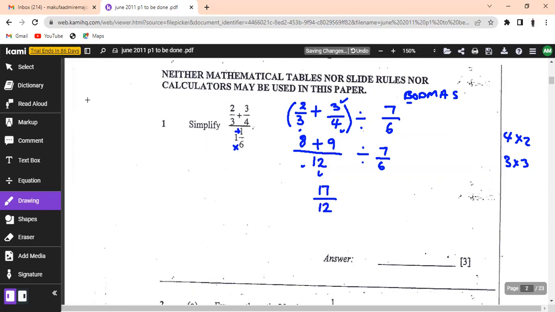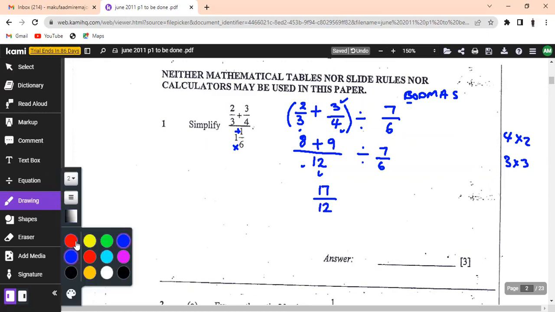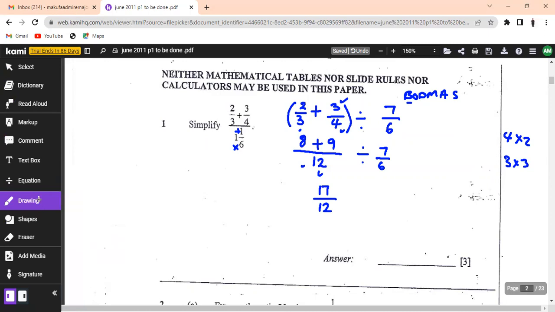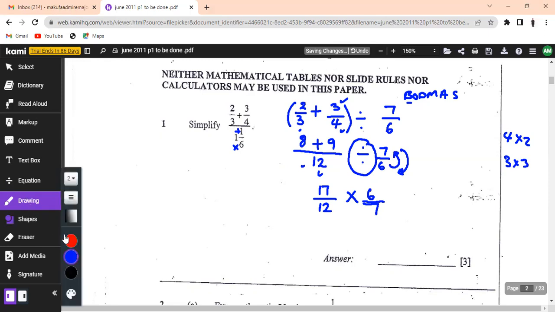And you are dividing. So what do you do? Remember that whenever you're dividing, you have to introduce multiplication. I thought I changed the marker, but anyway, that would be a multiplication sign. The moment you introduce multiplication, that means you have to invert the second fraction. So at this stage, you can perform your divisions by dividing: 6 into 6 is 1, 6 into 12 is 2.